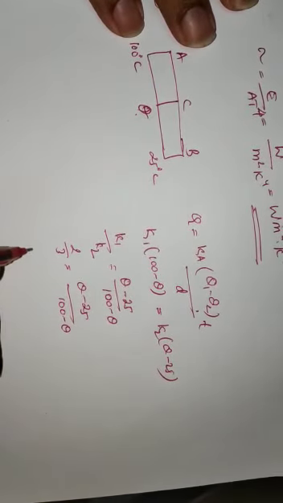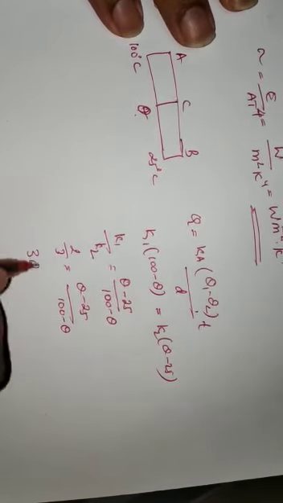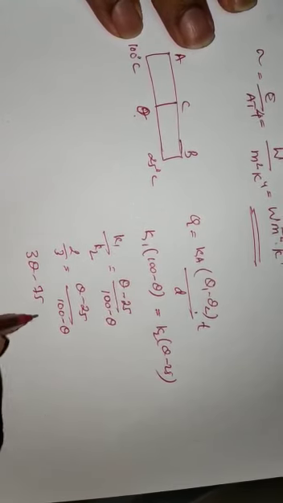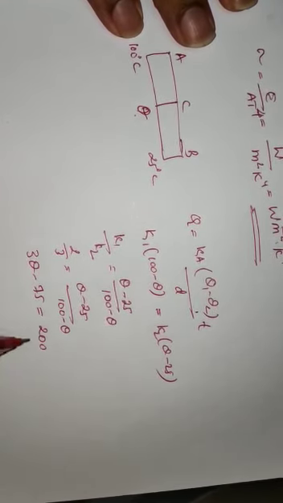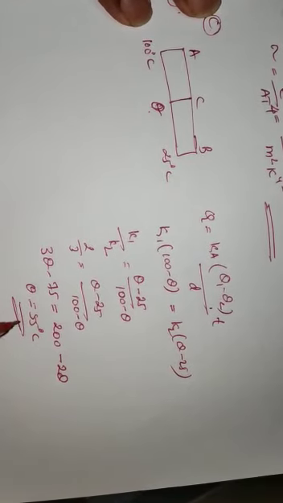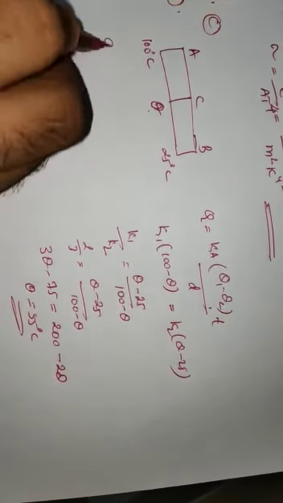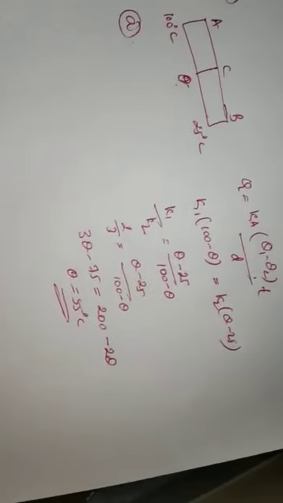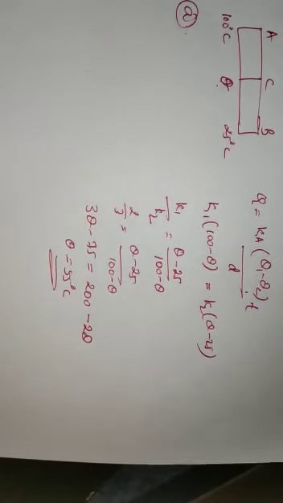We will cross multiply: 3 theta minus 75 is equal to 200 minus 2 theta, or theta comes to be 55 degrees centigrade. So option A is correct for the fifth question.